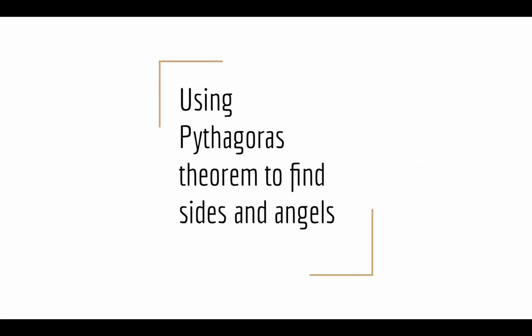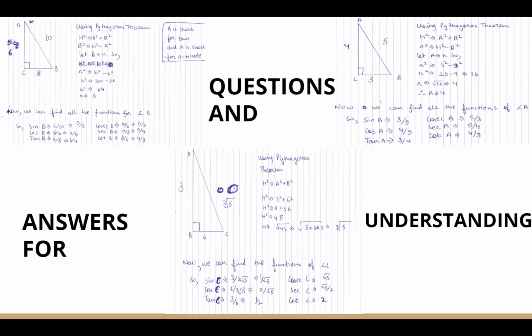Now, as you know the Pythagoras theorem and how it works, let's use your understanding of it to find unknown sides and angles. I'm going to show you some questions and their answers for the Pythagoras theorem. These are three different questions. You might have noticed that the picture of all of them has all of the measurements, but actually I wrote these measurements after finding them.